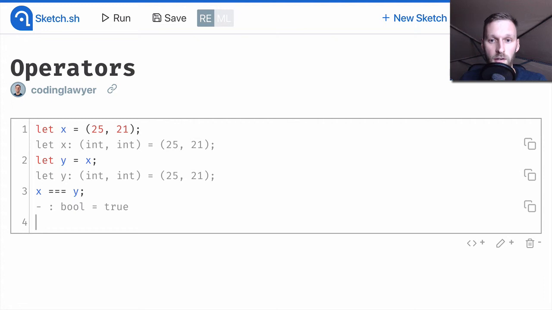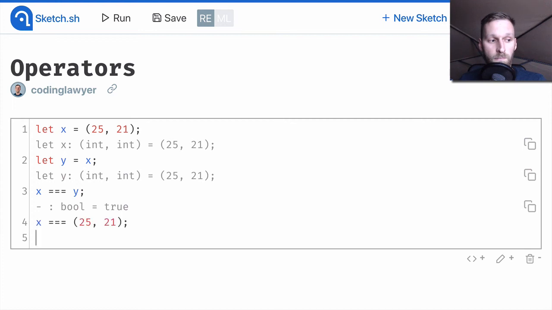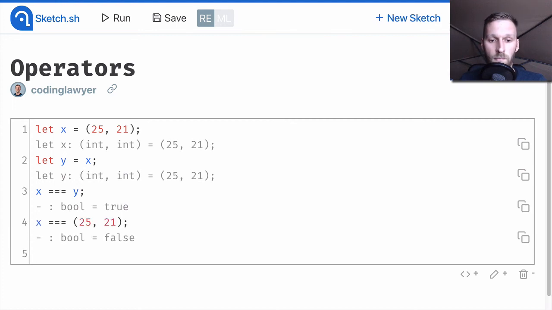So two values are referentially equal if they are stored in the same spot in memory. In other words, we don't care about the content of the values. We care if two pointers are equal. What if we referentially compare our identifier x with the value which has the same content? We got false back, since both values are pointing to different spots in memory.